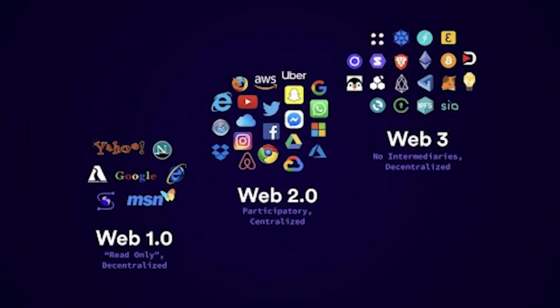So let's recall that Web 1 is a read-only web where people can read information written on websites. Web 2 is a read-write web where people can read and write content on the websites and applications. And Web 3 is a read-write-interact web where people can also interact and be part of the community.